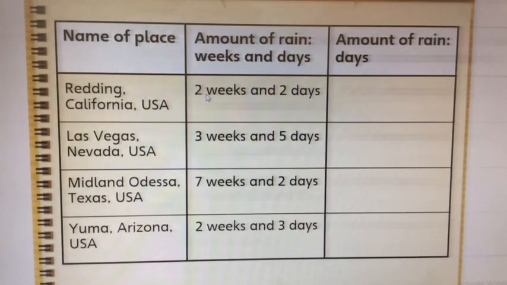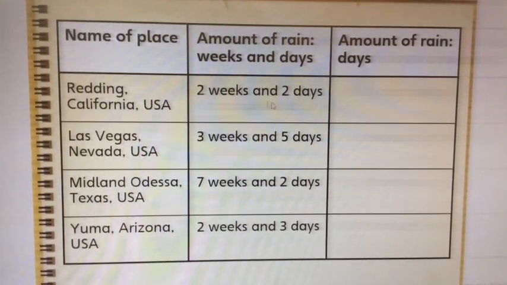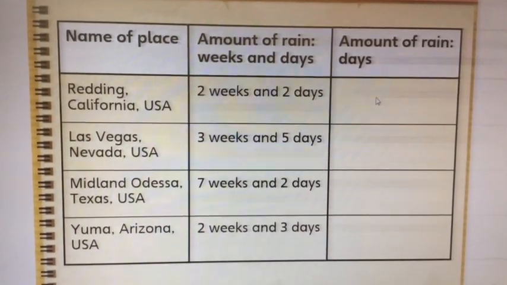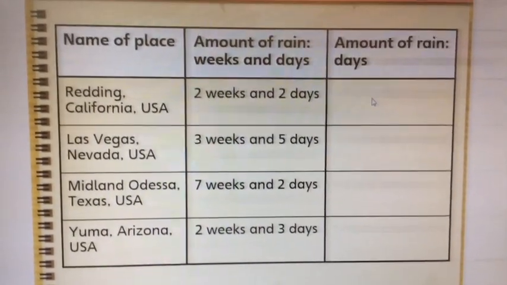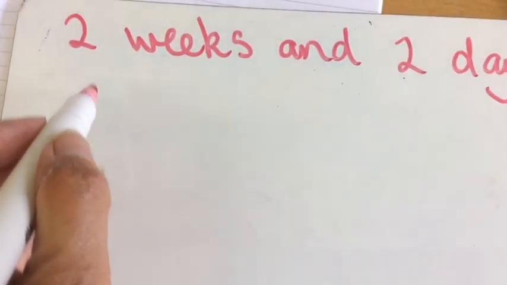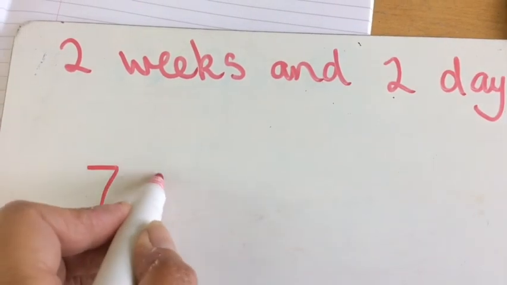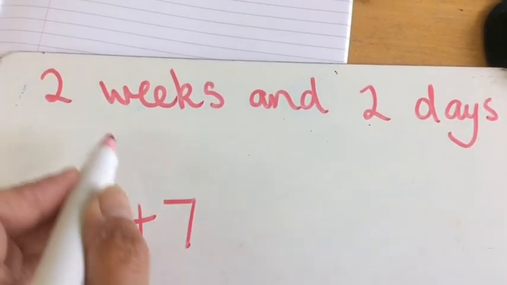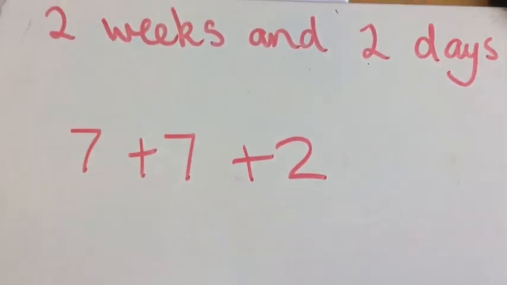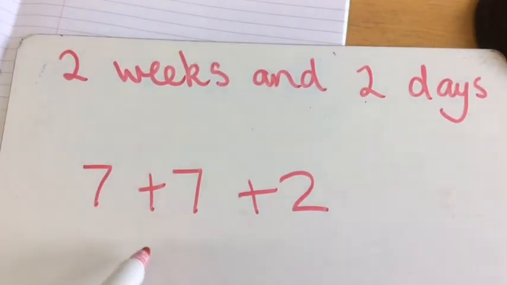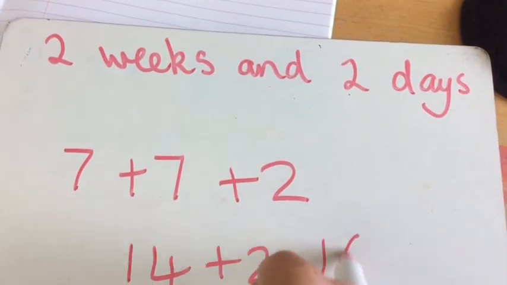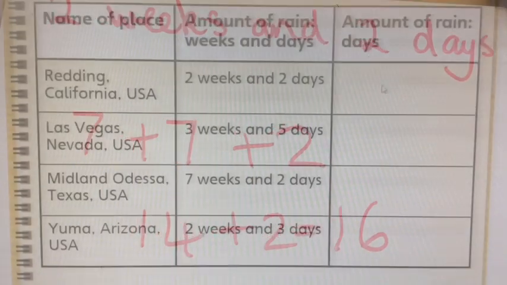So have a think. If it rained for 2 weeks and 2 days in Redding, how many days is that? What's the addition sum we need to do? Well, we've just recapped that there are 7 days in 1 week. So let's add another 7 days for the second week, plus 2 days. Now I can see a double. Double 7 is 14. Add the 2, it equals 16, doesn't it?